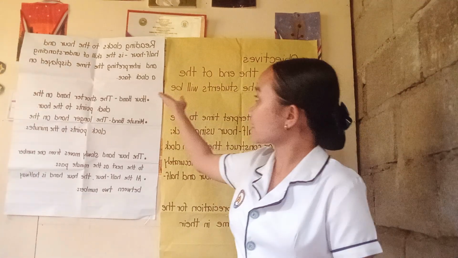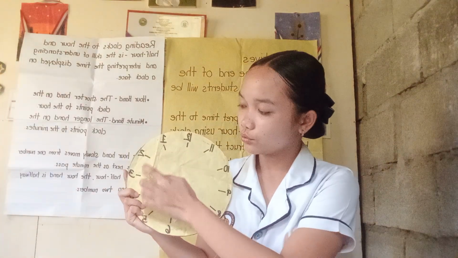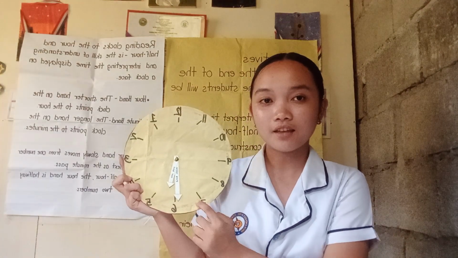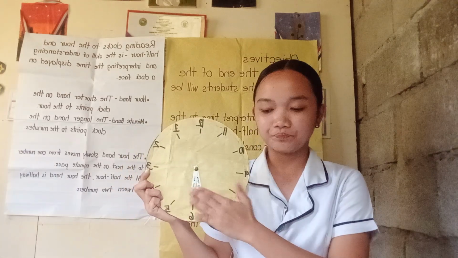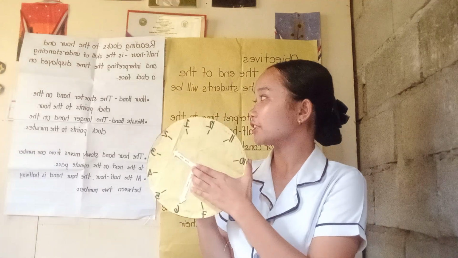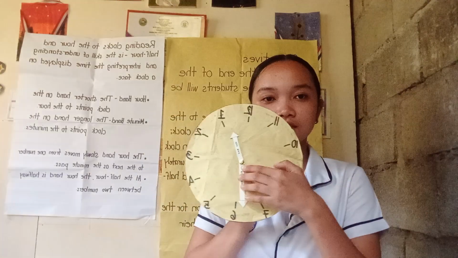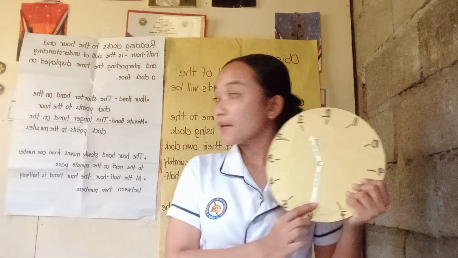Okay, reading clock to the hour and half hour is the skill of understanding and interpreting the time displayed on a clock face. I have here an example of a clock. 1, 2, 3, 4, 5, 6, 7, 8, 9, 10, 11, 12. Hour hand, the short hand. The shorter hand on the clock points to the hour. Minute hand, the long hand. The longer hand on the clock points to the minute.